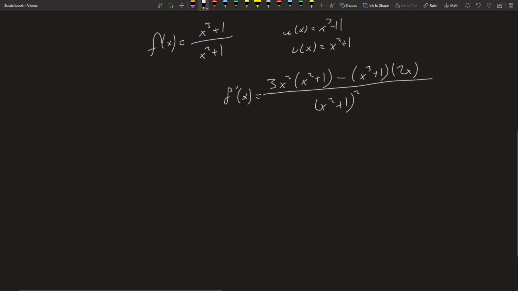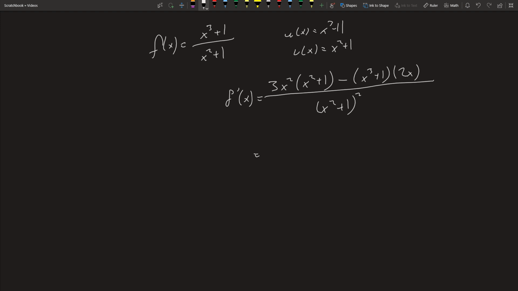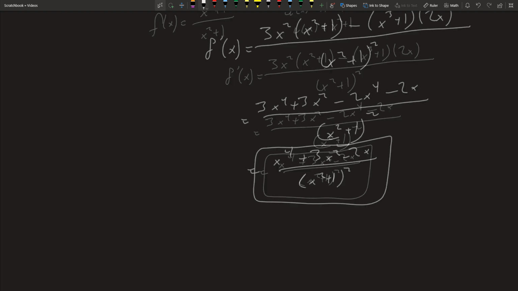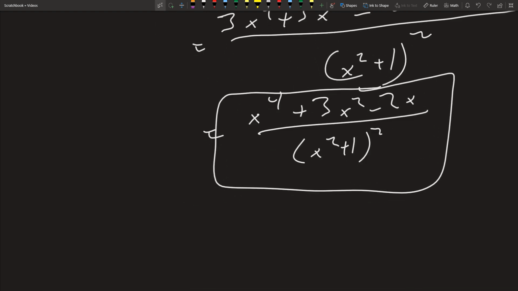Simplifying this, let's see, this is equal to, distribute the numerator, which is 3x to the 4 plus 3x squared minus 2x to the 4 minus 2x over x squared plus 1 squared. Simplifying the numerator gives x to the 4 plus 3x squared minus 2x over x squared plus 1 all squared. I think this is the final answer. Keep the denominator like this. Don't expand the denominator. It will make things messy.